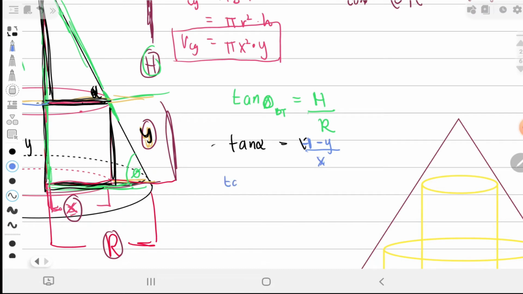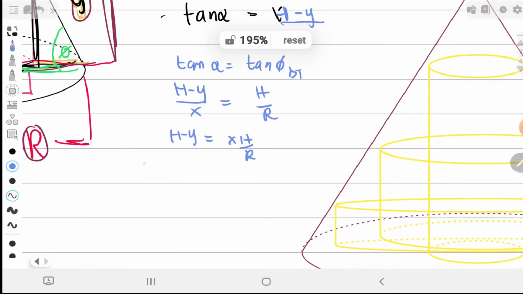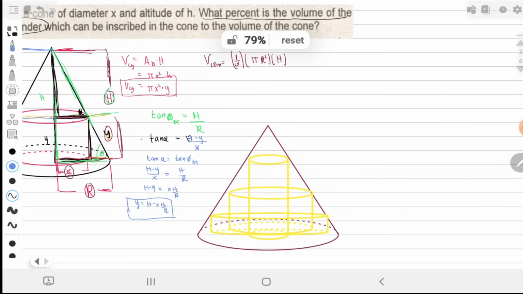Since tan alpha is equal to tan phi, so pwede kong sabihin that I will have h minus y over x is equal to h over r. So, from here, I will have a value equal to h minus y is equal to x multiplied by h over r. So, therefore, y is equal to h minus x multiplied by h over r. This is our y. In terms of x, di ba? Y in terms of x.